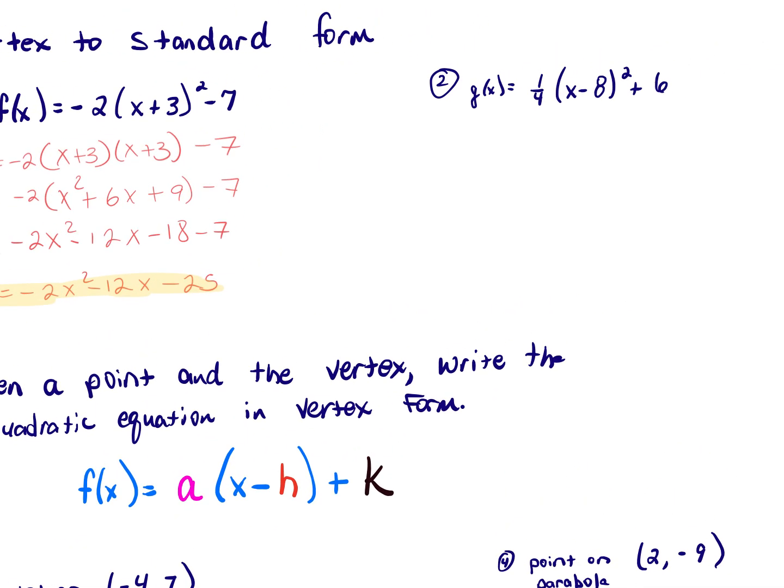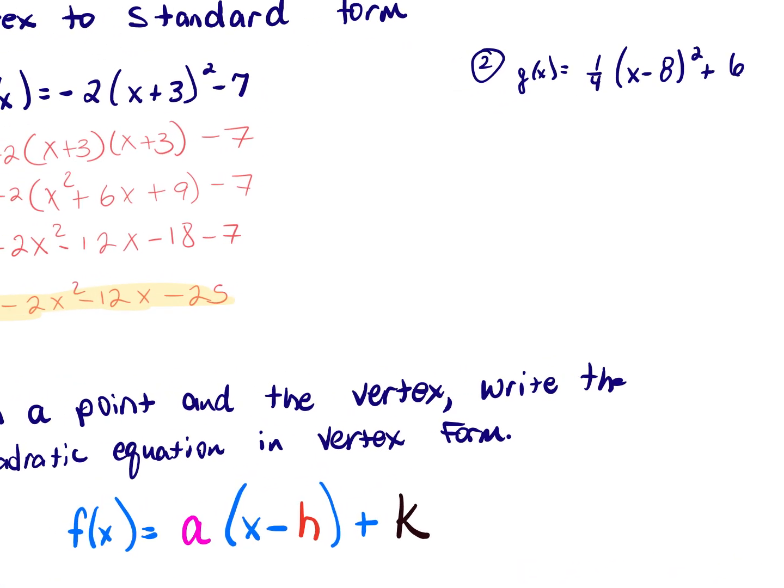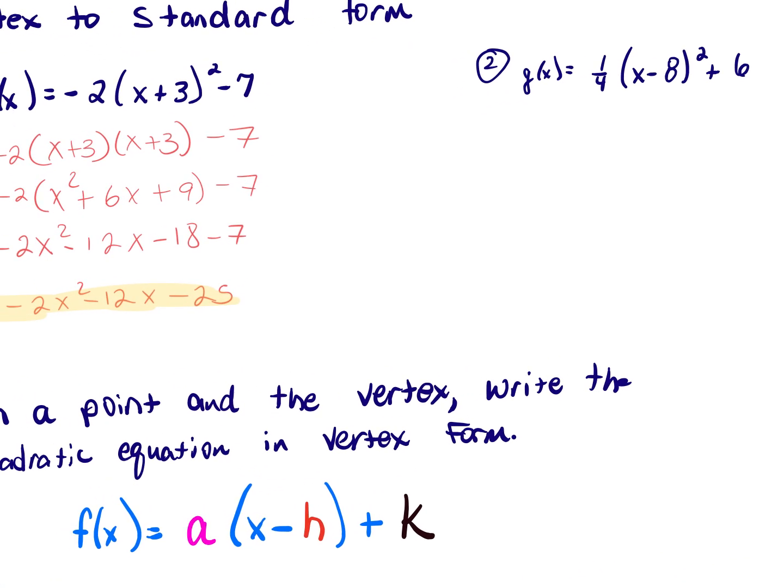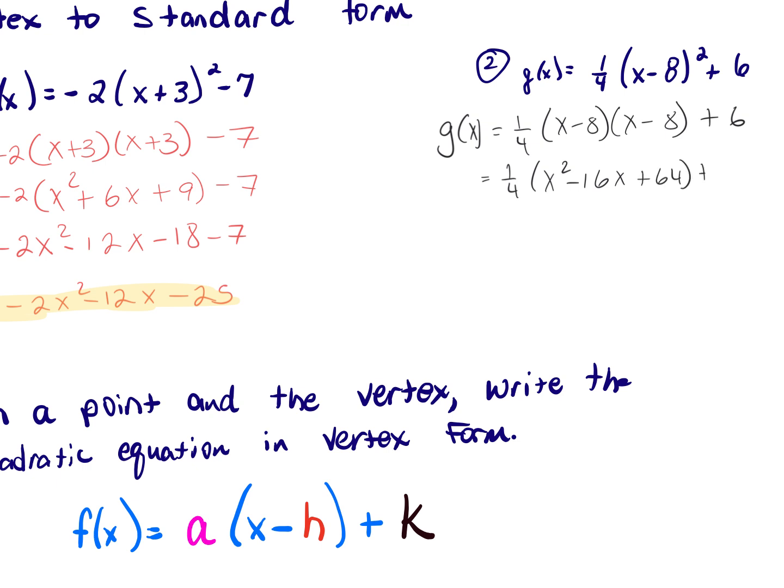If you see the number 2, I'm going to leave this one up here as well as I work on number 2. You're going to expand the (x minus 8) squared, so you get g of x equals 1/4 times (x minus 8) squared plus 6. You FOIL the (x minus 8) squared, so you end up with 1/4 times x squared minus 16x plus 64, plus 6.